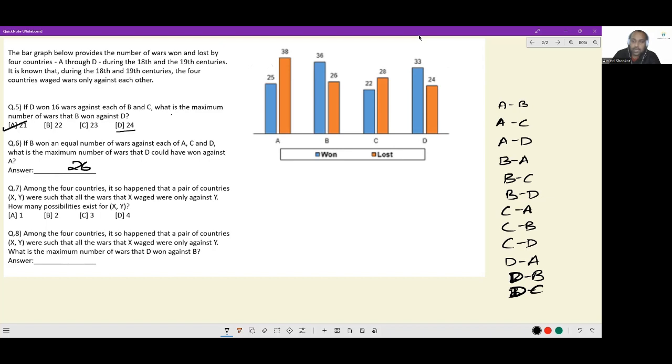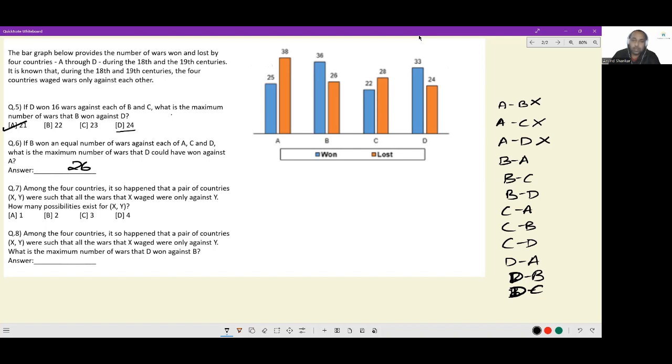So can A have all his wins against B? Yes, A has 25 wins, B has 26 losses. But can A have all his losses against B? 38 losses and 36 losses. So no, this pair would not work. How about A and C? A has 25 wins, C has 28 losses. So this is possible, but A has 38 losses and C has only 22 wins. So no, this pair would not work. A has 25 wins and D has only 24 losses. This pair would not work.